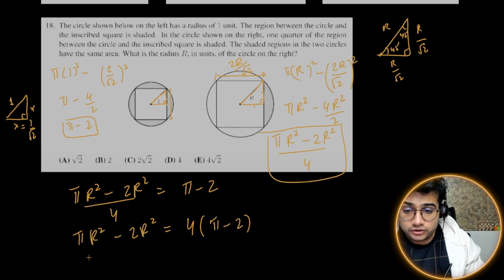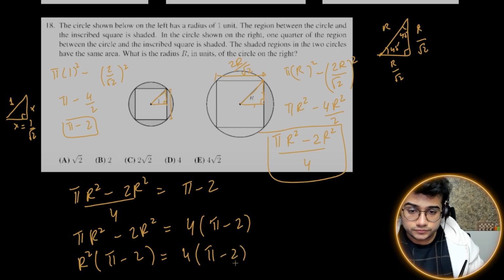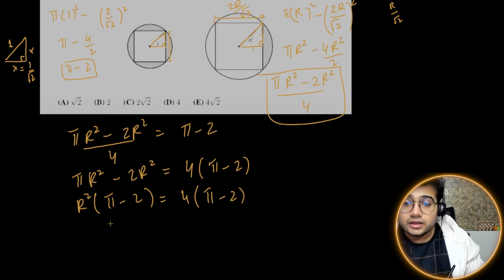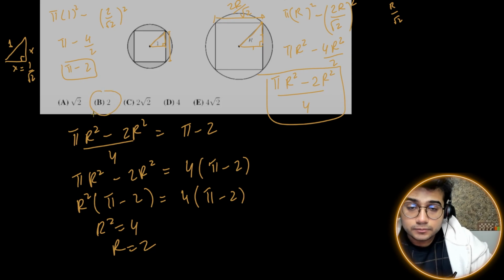I can factor out r squared here, and I get r squared times pi minus 2 equals 4 times pi minus 2. And by direct comparison, we can clearly see that r squared must be equal to 4, right? Direct comparison is a really nice way to solve equations. So we have r squared equals 4. That means r must be 2. So the answer is going to be B.